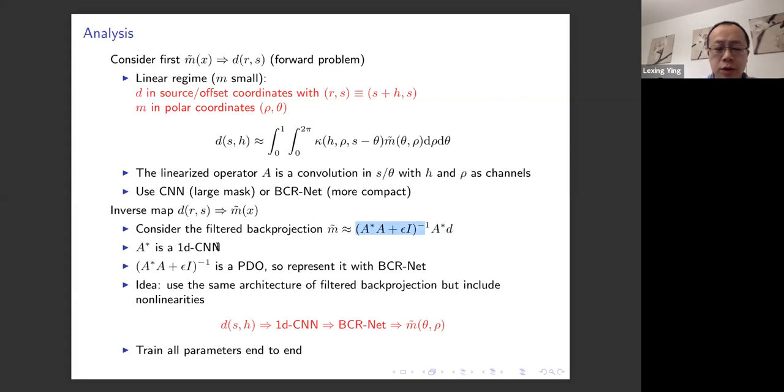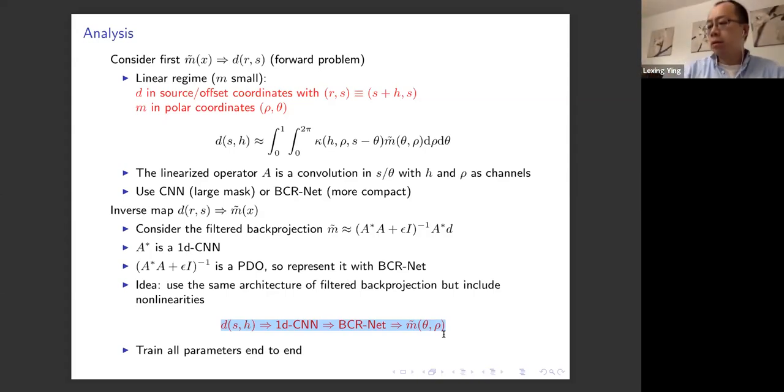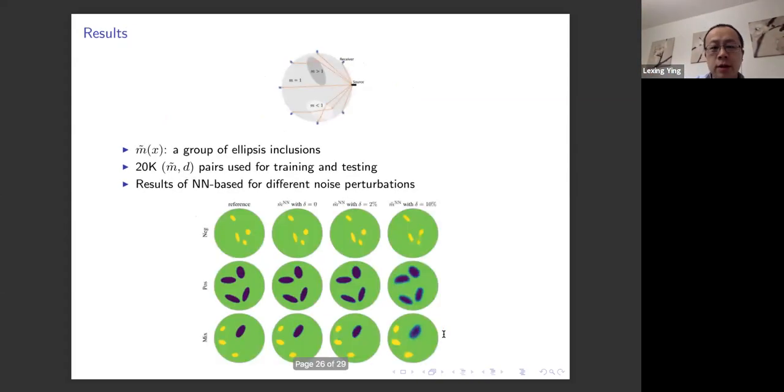So the first one is going to be represented by a CNN, and the second part will be represented by the BCR net. When you put that together, you get the following architecture. And now we're going to train this whole architecture from end to end. Here I showed you one example we obtained by using 20,000 training pairs.